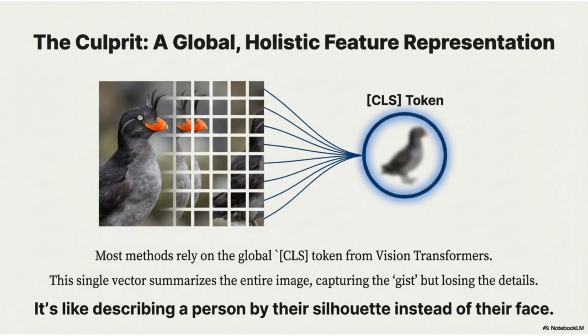So, why do current methods fail? We identified the main culprit, the reliance on the global CLS token. In Vision Transformers, or ViT, this single vector attempts to summarize the entire image. While it captures the global context, the gist of the image, it often suppresses local details. Think of it like describing a person by their silhouette. You might know it's a human, but you can't tell who it is, because you've lost the specific facial features. In fine-grained tasks, those missing details are exactly what we need.